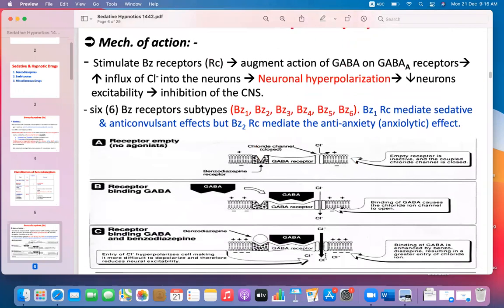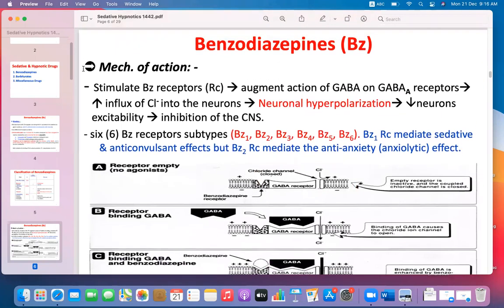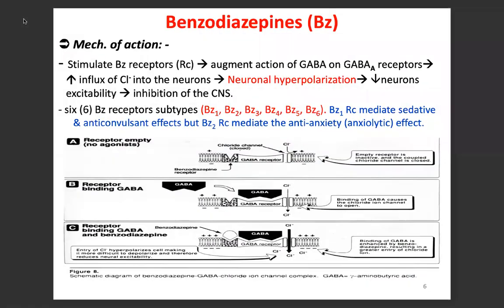What is the mechanism of action? How do they act? Benzodiazepines generally stimulate the benzodiazepine receptor, and after the stimulation of the benzodiazepine receptor, it augments the action of GABA, gamma amino butyric acid, generally on the GABA A receptor, gamma amino butyric acid A receptor.